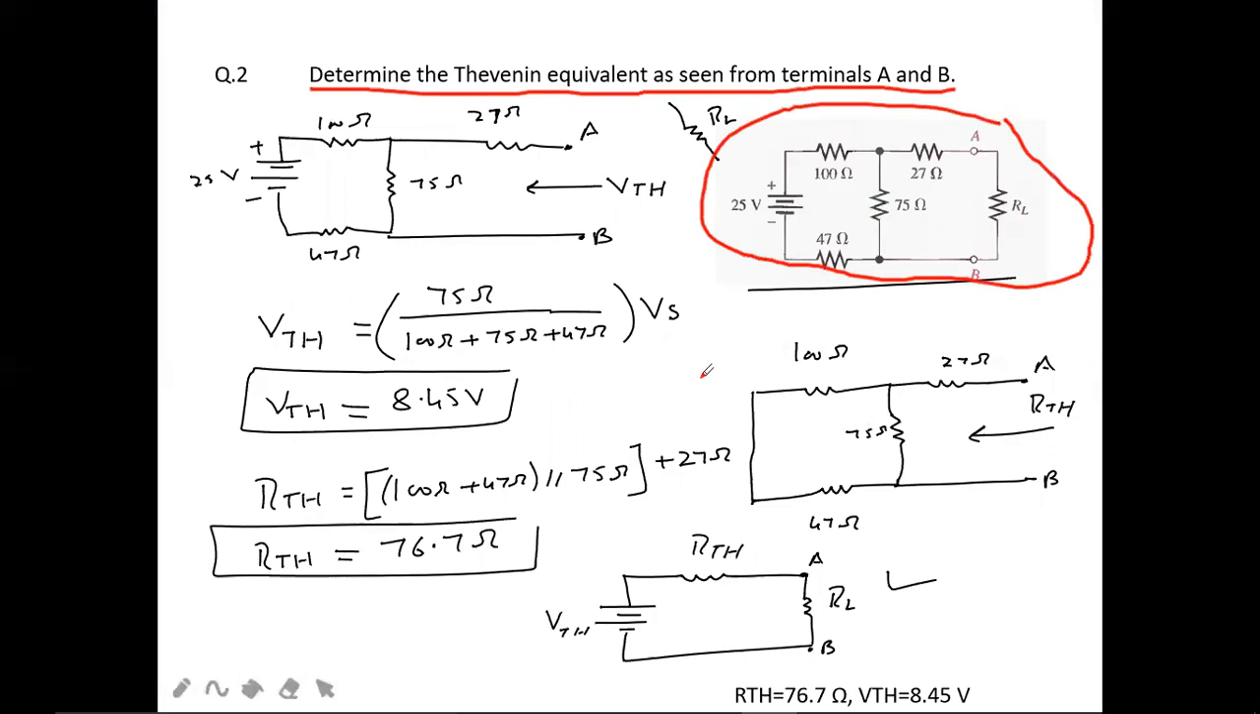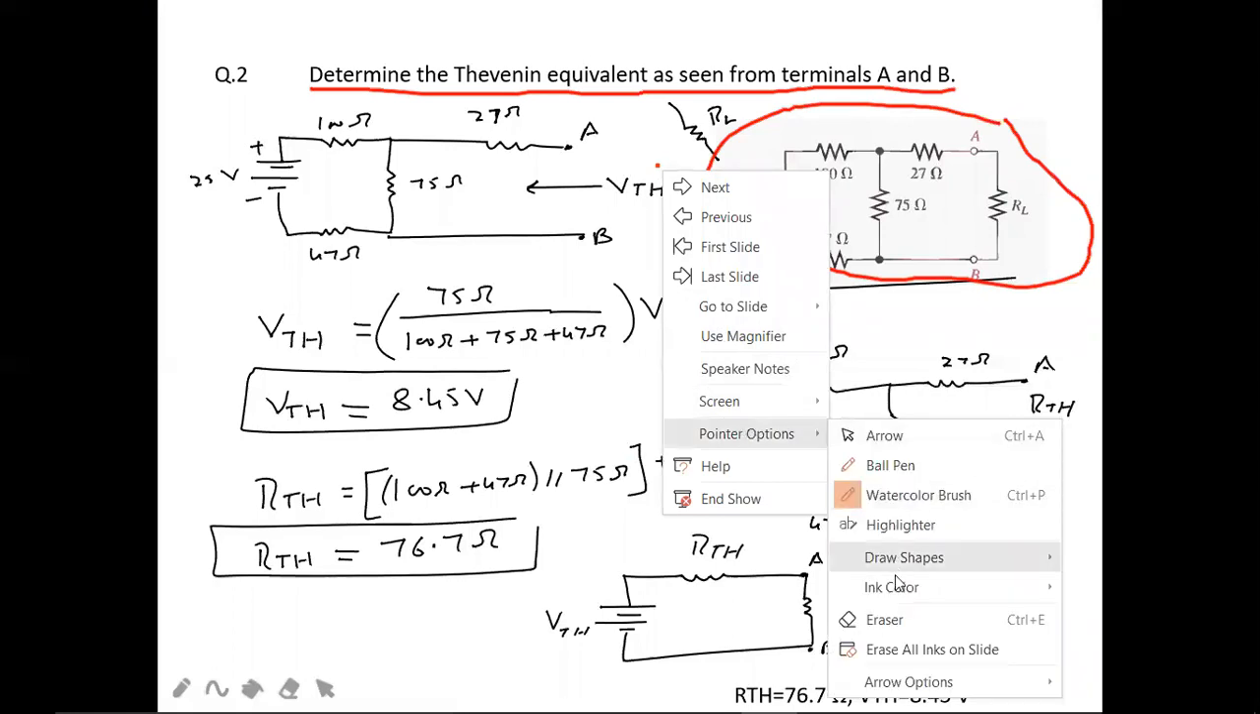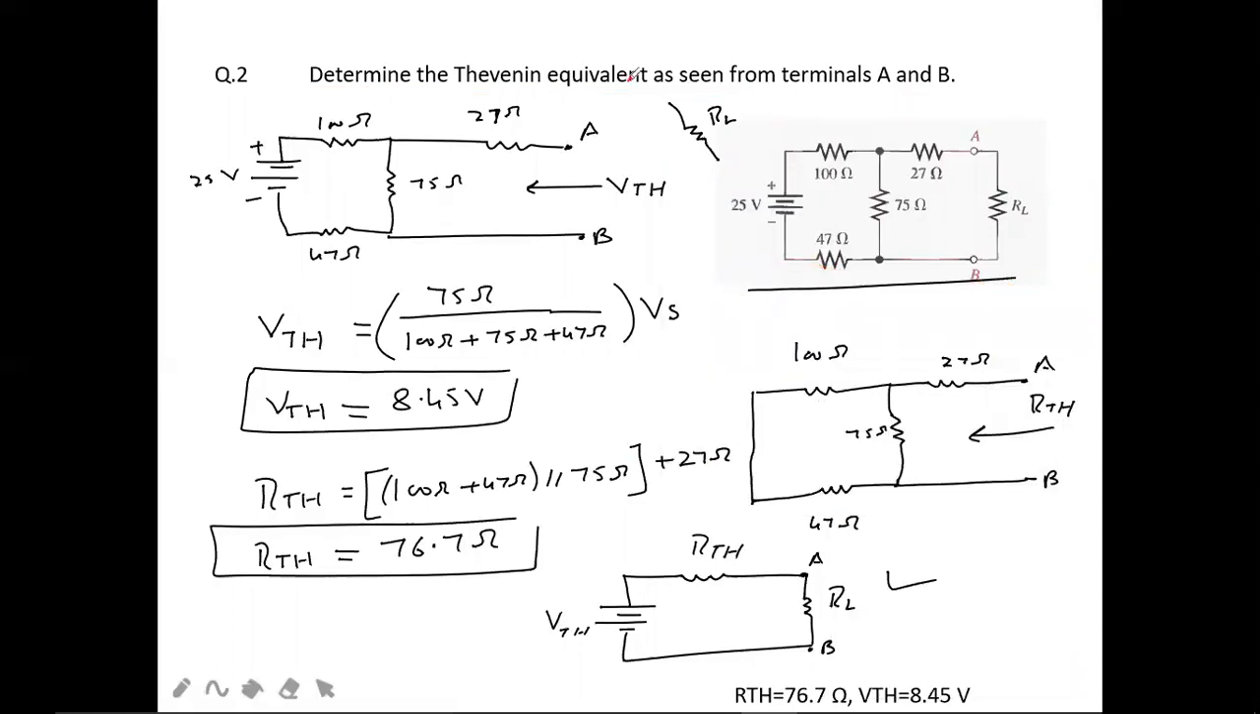So this is example number 4. Here, across the A and B terminals, you should measure the VTH and RTH. For that, you should first remove RL. I removed the RL. See, I removed the RL. After removing RL, this is my circuit.